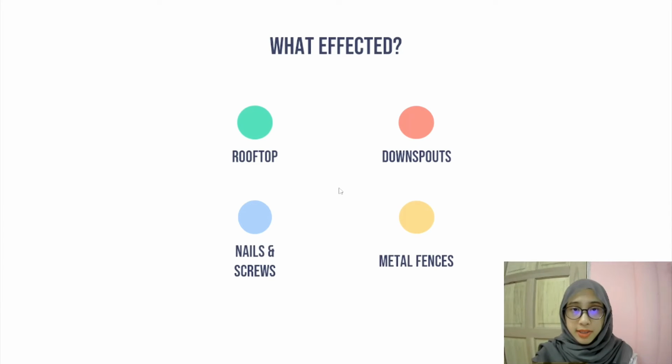So here are some of the examples of metal that are affected by acid rain, which are rooftops, downspouts, nails and screws, and also metal fences. That's all from me. Thank you.